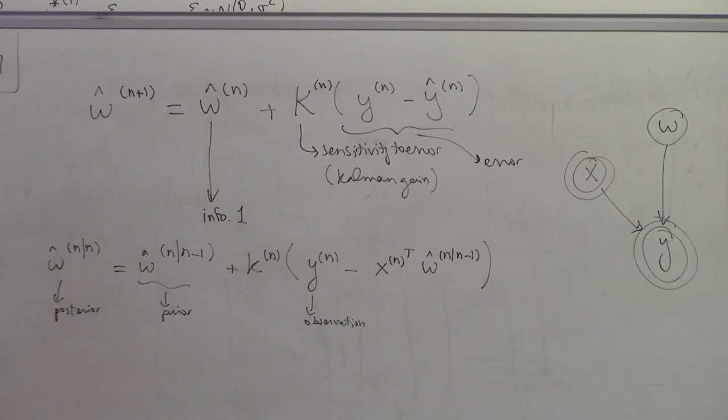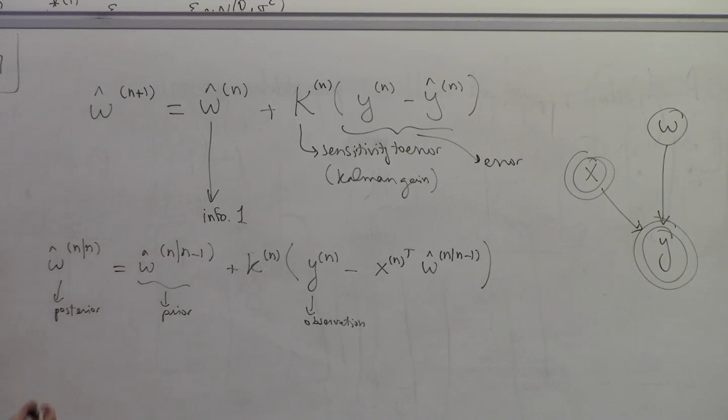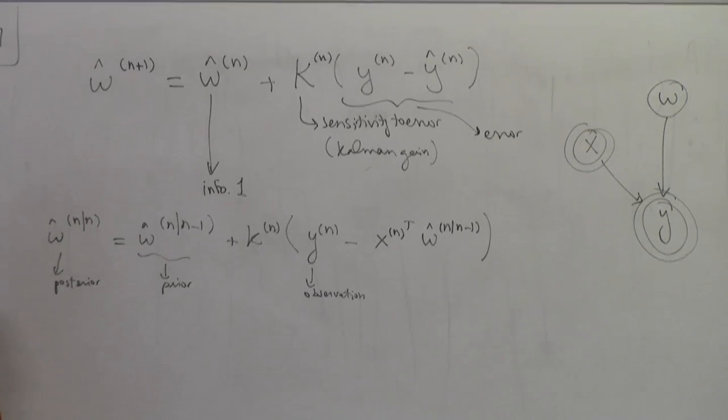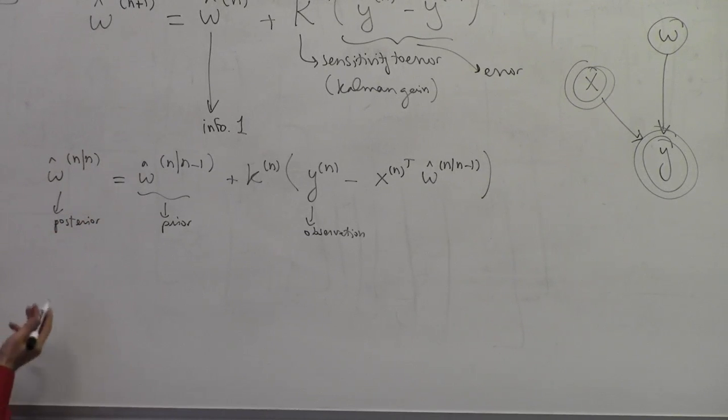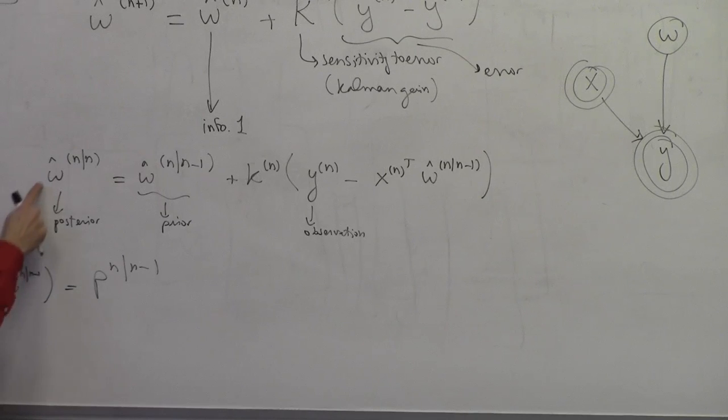So what Kalman said is that set this parameter k, your sensitivity, in such a way that after you change your w, your posterior, you end up with a quantity in which you are as certain as possible in what you have estimated. So he said, in addition to having these estimates, which really are the mean of your distribution, you also have a variance associated with it. So you have a variance of w hat of n given n minus 1. We're going to define that as this matrix P n given n minus 1. So my uncertainty about my estimate, I'm going to call it P. This is my mean. This is my variance.